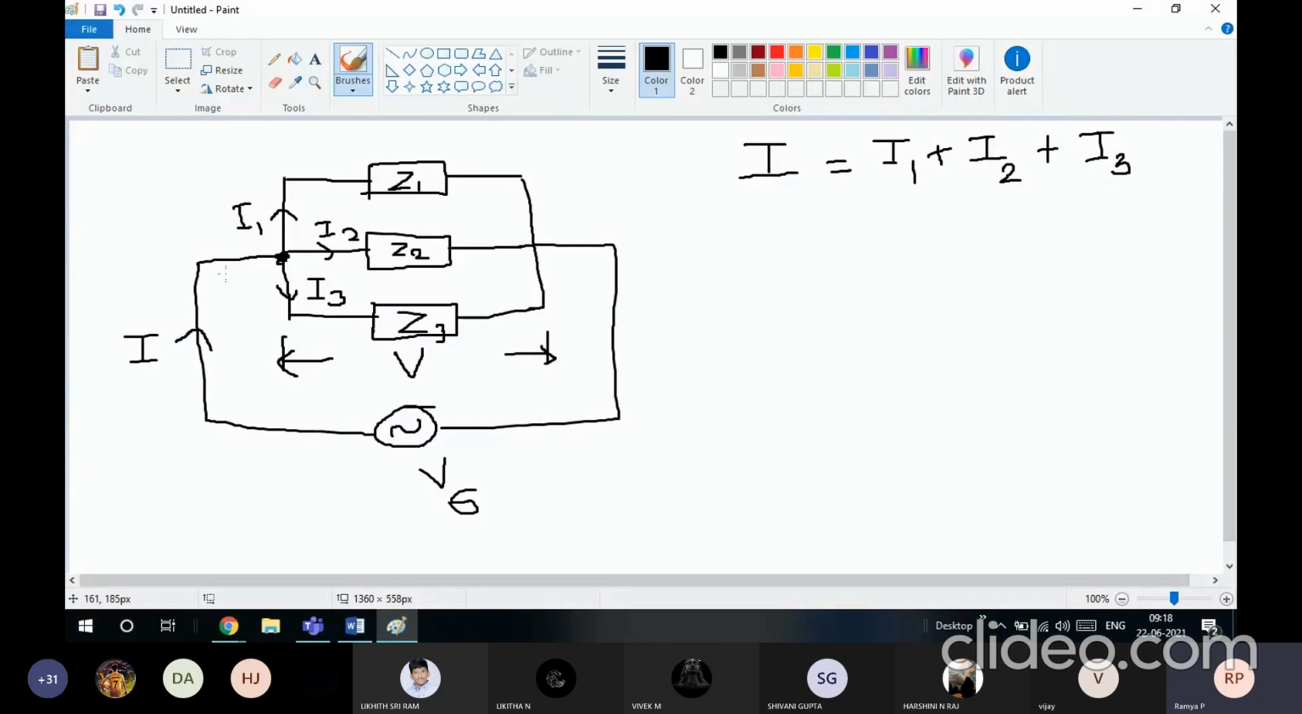Across this particular junction, Z1 is the impedance across this path, Z2 is the impedance across this path, and Z3 is the impedance across this particular branch. If I consider the total impedance, I can indicate it as Z. My supply voltage is Vs, and the same supply voltage passes through all the impedances. So in a parallel circuit, the voltage remains constant.